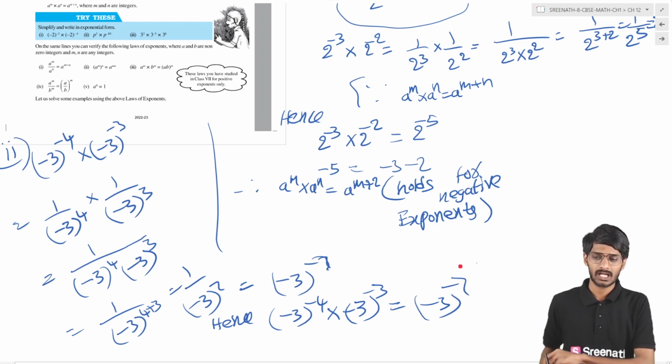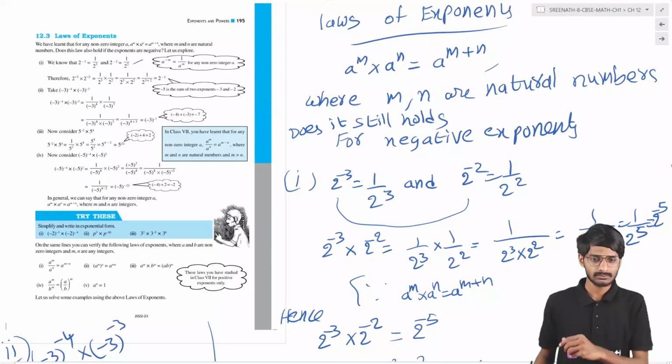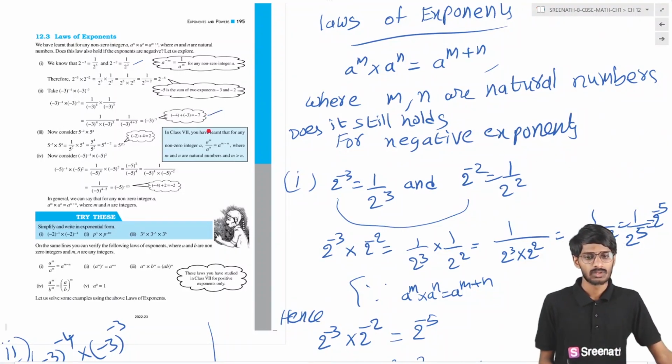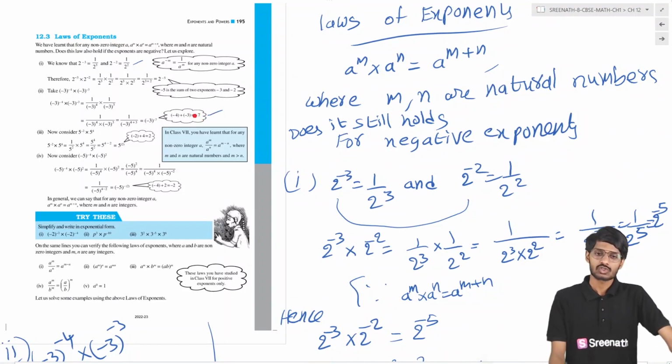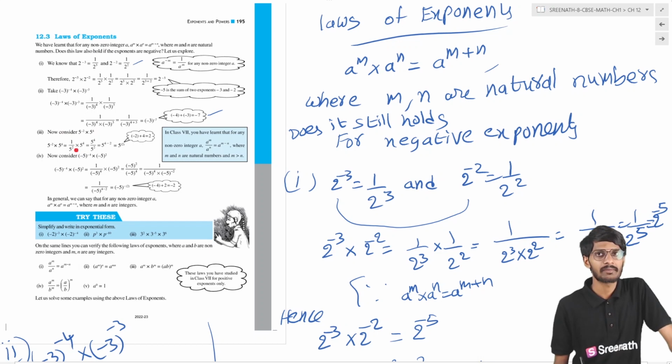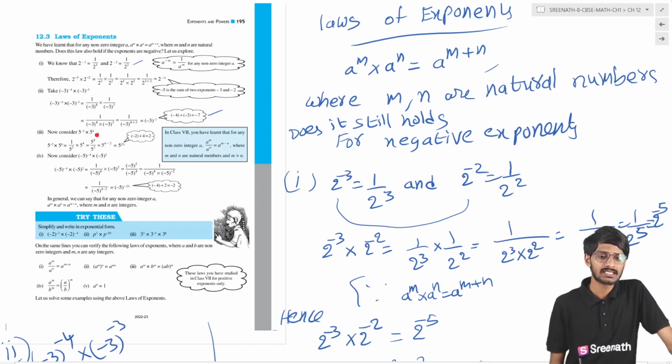So what we can conclude: minus 4 plus minus 3 equal to minus 7. So here also we can conclude that even if m and n are negative numbers, we can use it. So now 5 power minus 2 into 5 power 4. What happens in this scenario?